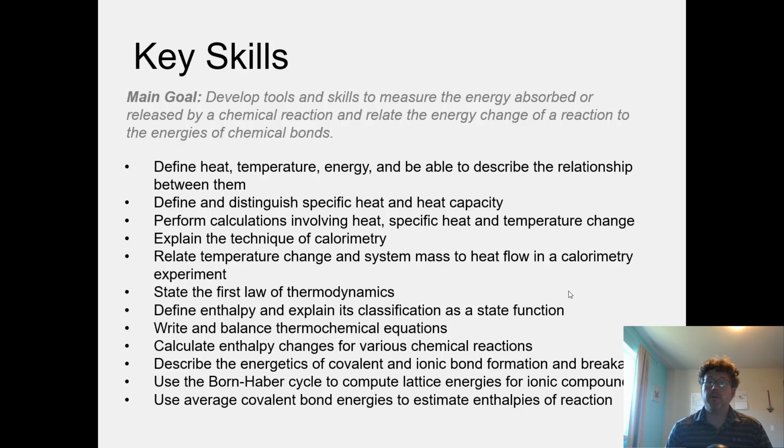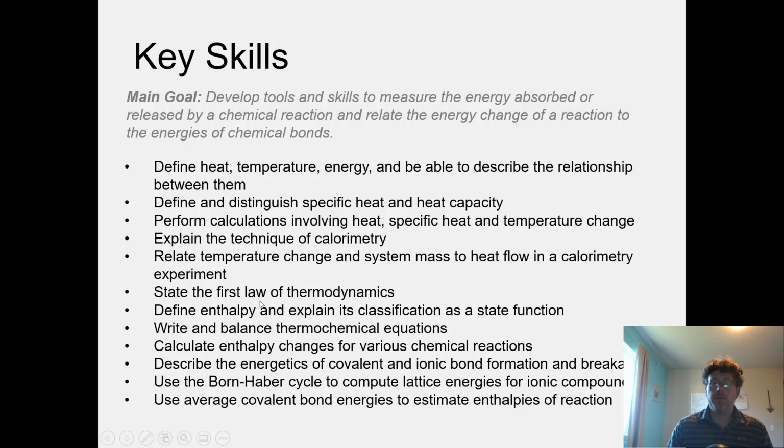All right, so in this chapter, the way we're going to go about building your toolkit so that you can deal with talking about energy changes in a chemical system, and how those energy changes relate to the potential energy source that is the chemical bonds involved in the reaction, is we're going to learn to define the relationship between heat, temperature, and energy. We're going to talk about how we can relate heat flow to temperature through a constant called specific heat or heat capacity. We're going to talk about the technique of calorimetry, a basic experimental setup by which a chemist or a physicist measures the heat absorbed or released by the system.